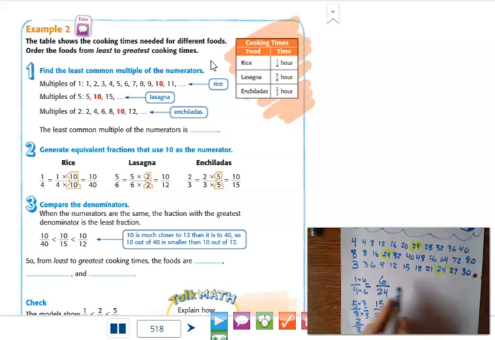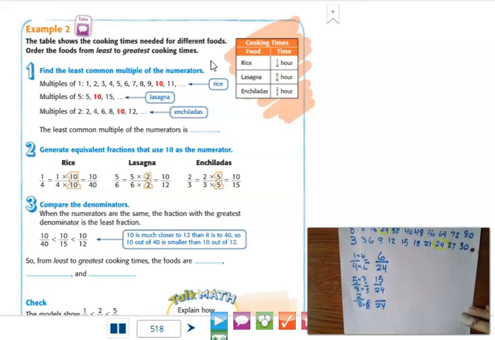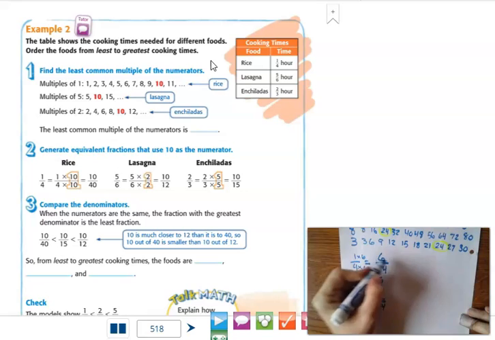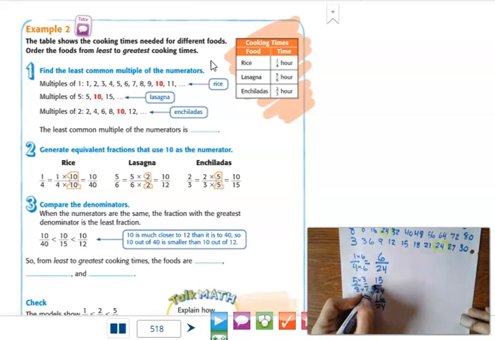3 times what is 24? 1, 2, 3, 4, 5, 6, 7, 8. 3 times 8. That was an oops, sorry. 3 times 8 is 24. 2 times 8 is 16. So now I've got 6 24ths, 15 24ths, and 16 24ths.